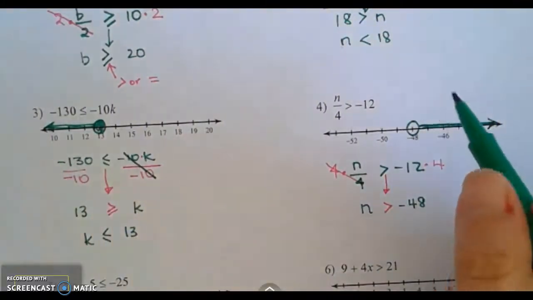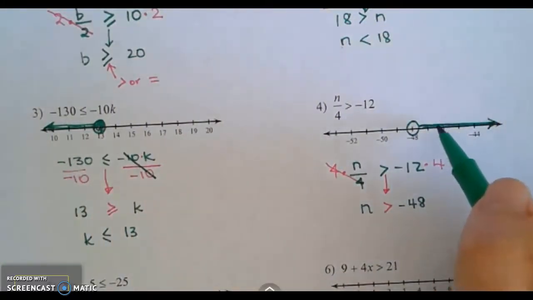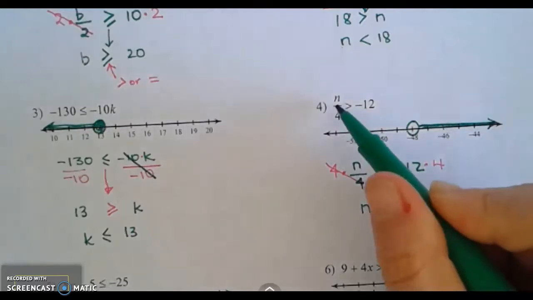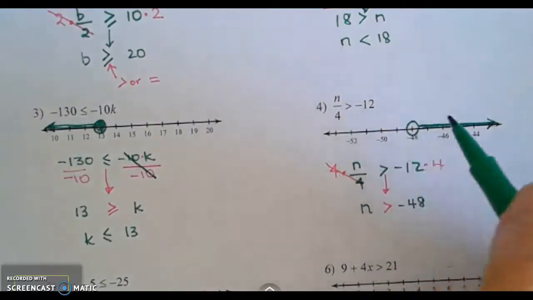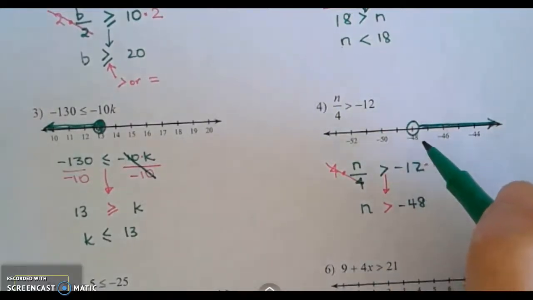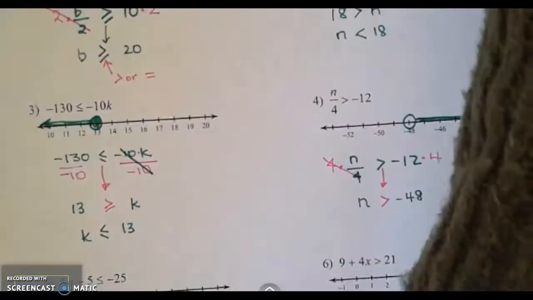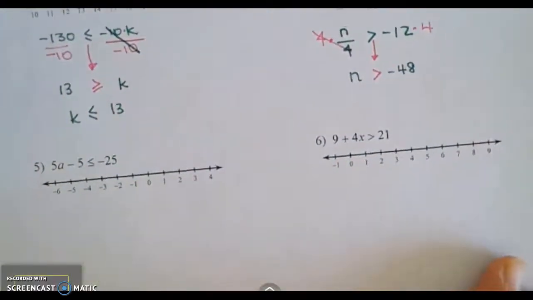What does it mean though? That means what you're saying is if I have negative 46 as n, that would be true. Or n could be negative 44, or n could be 0, or n could be 5, or n could be many bigger numbers than negative 48. That's what it means. Alright, so let's keep going.